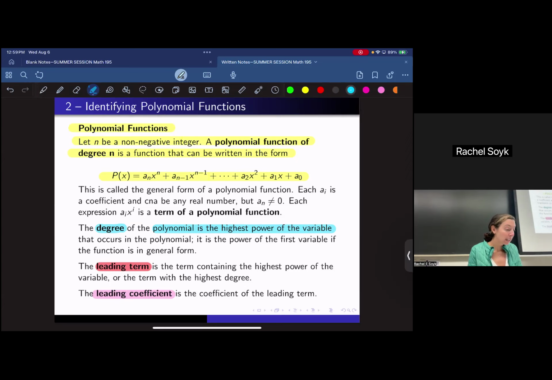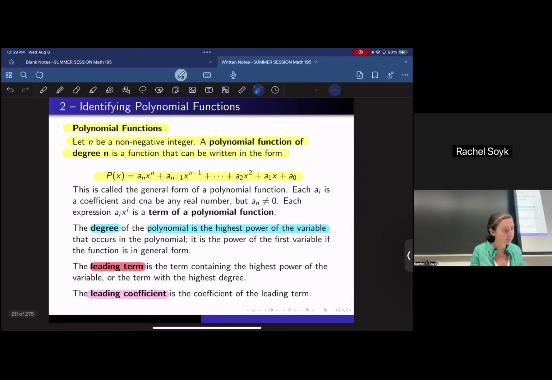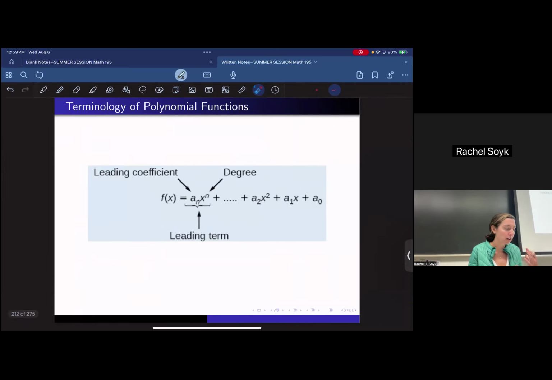Leading term is the term that contains that highest power. So if it's 5x to the 5th, that 5 is the highest exponent, then 5x to the 5th is your leading term. Whereas leading coefficient is just the coefficient of that leading term. So 5x to the 5th, 5 would be your leading coefficient. And so this is more of a visual. Your leading term is always going to be that highest degree, where we have n in that general case, and that leading coefficient is that a sub n.